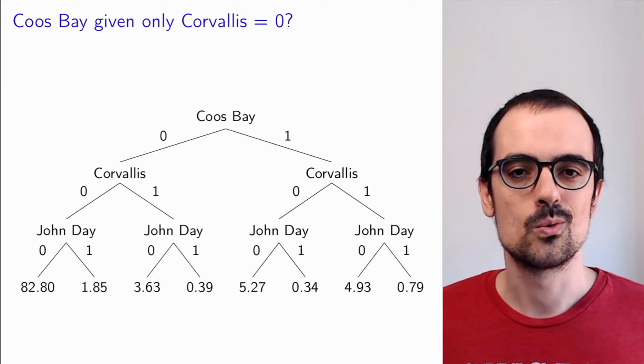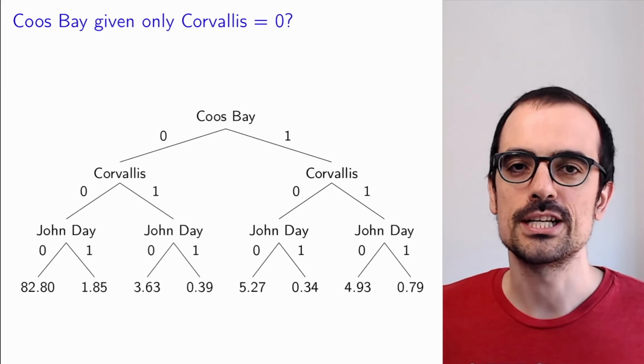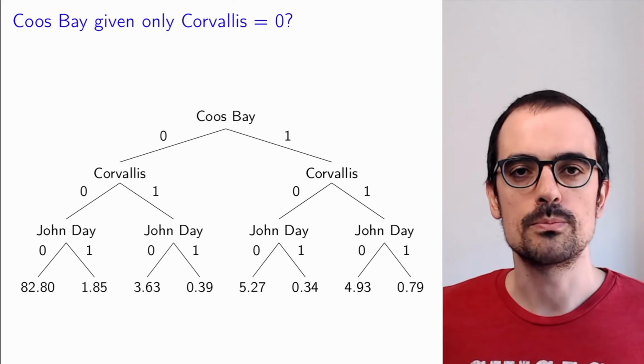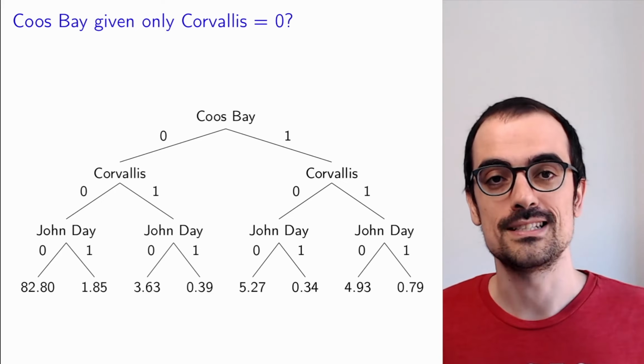Let's do one last one. This one is a little bit tricky, so I would suggest maybe you pause the video and try to figure this one out on your own. How do we compute the conditional PMF of Coos Bay given only that Corvallis is equal to 0?